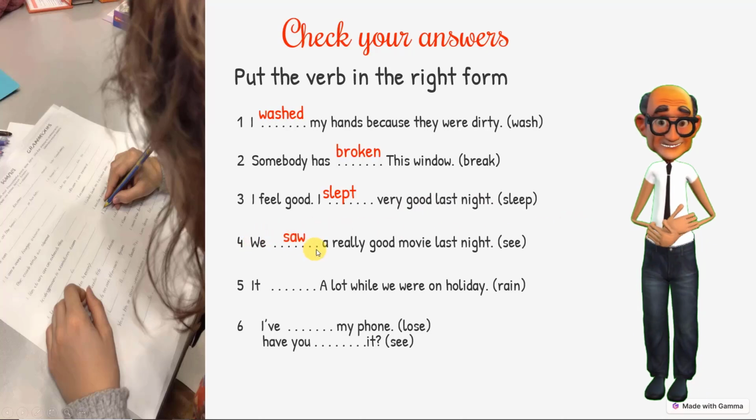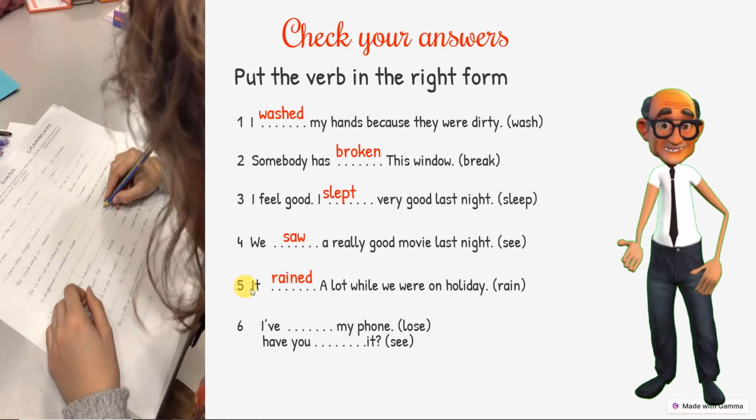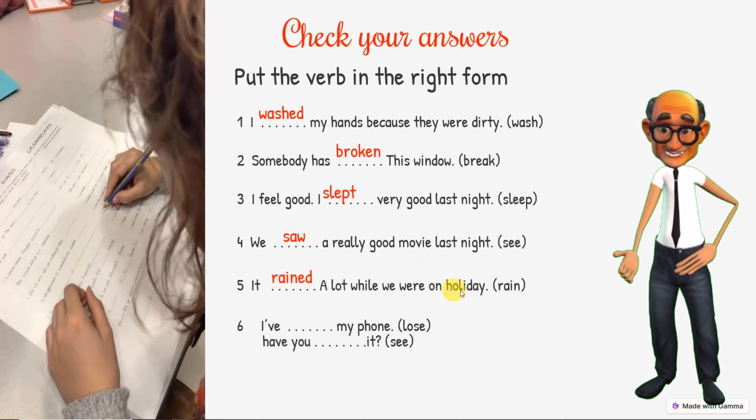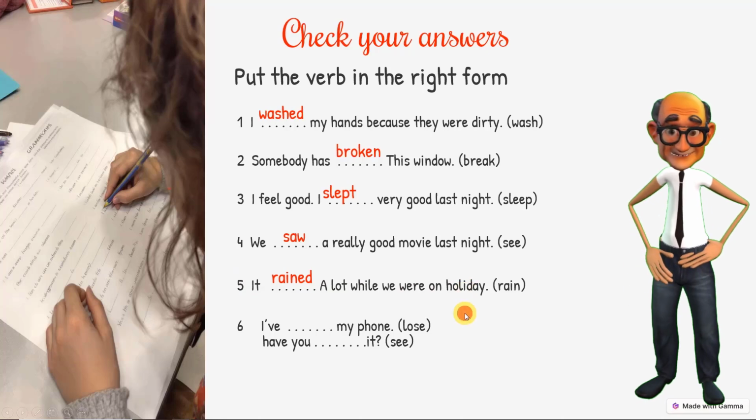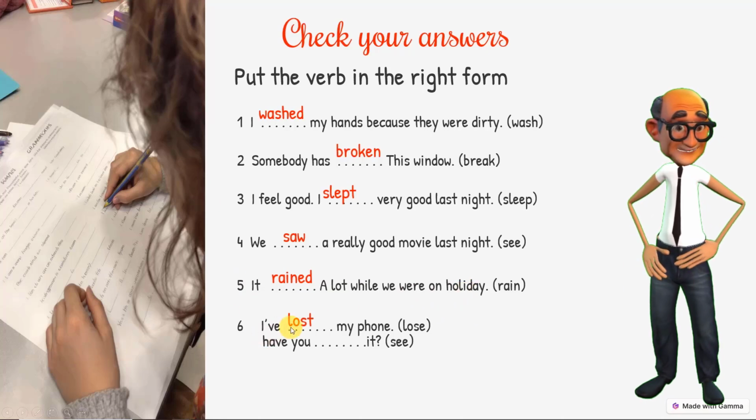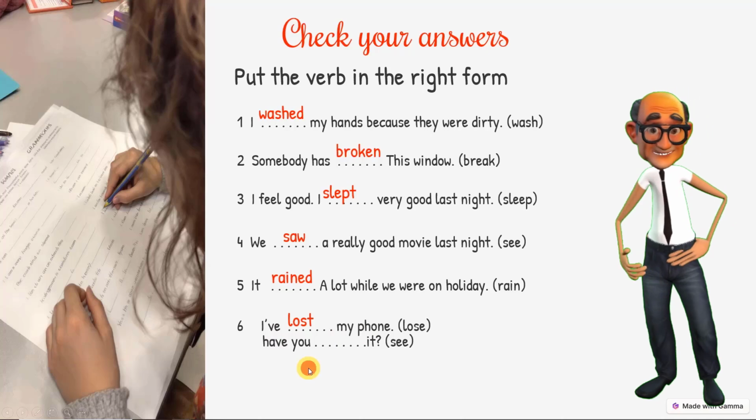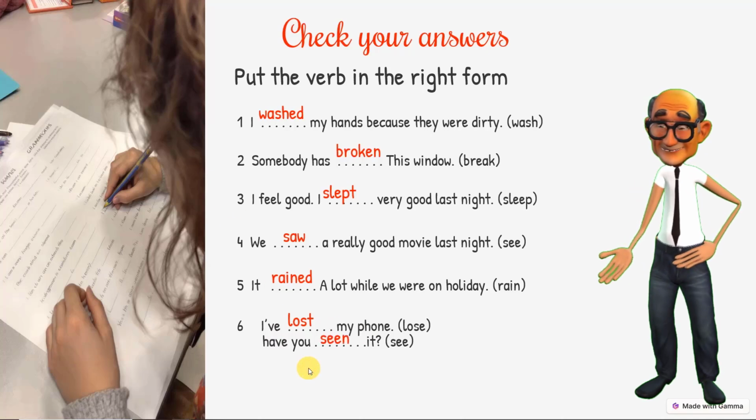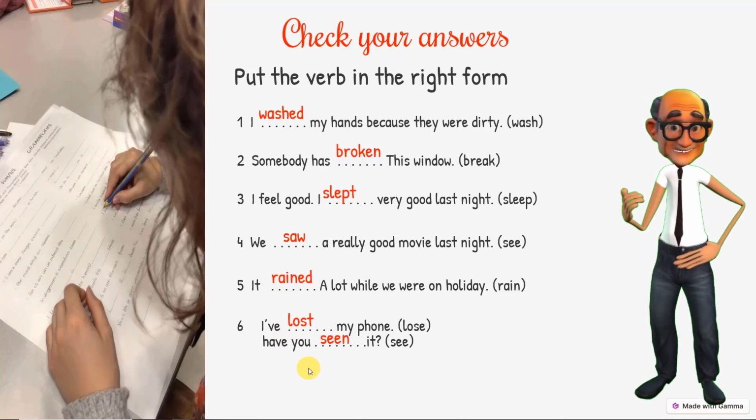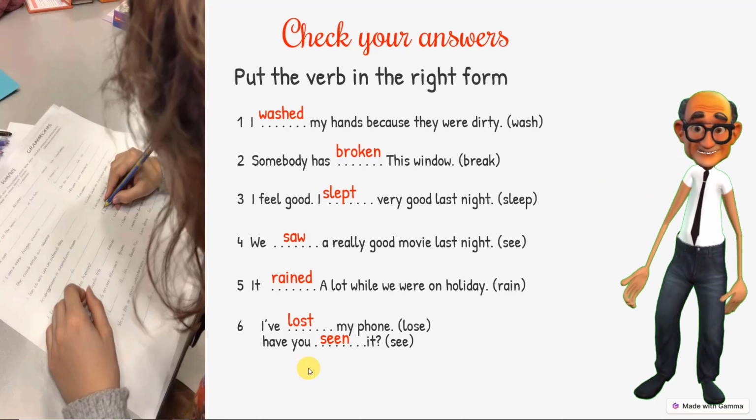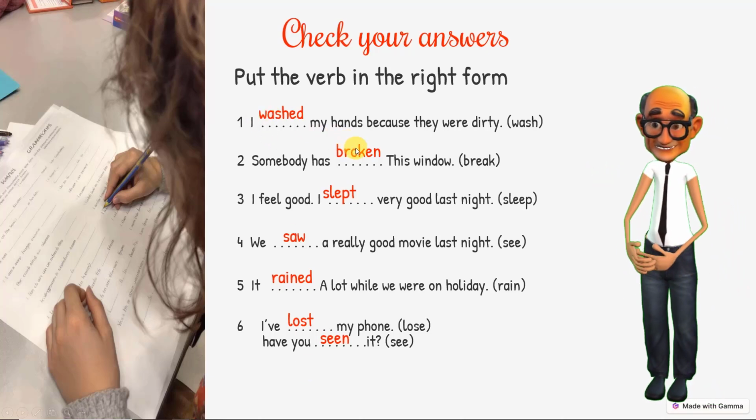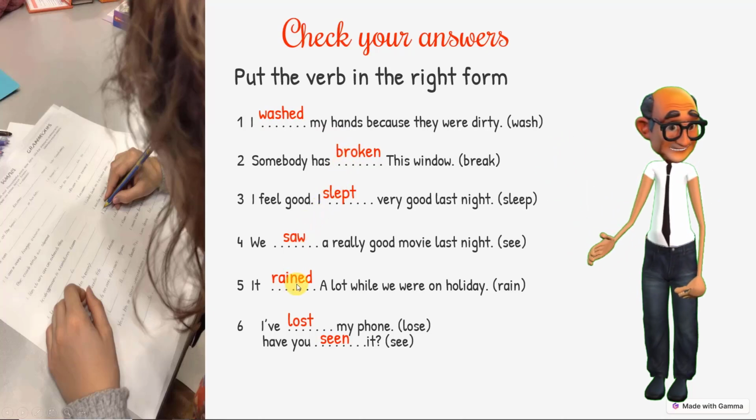We saw a really good movie last night. It rained a lot while we were on holiday. I've lost my phone. Have you seen it? As you can see, guys, here's a couple of irregular verbs over here. There's a regular one, irregular, irregular, irregular, regular, and it's for you to identify the others.